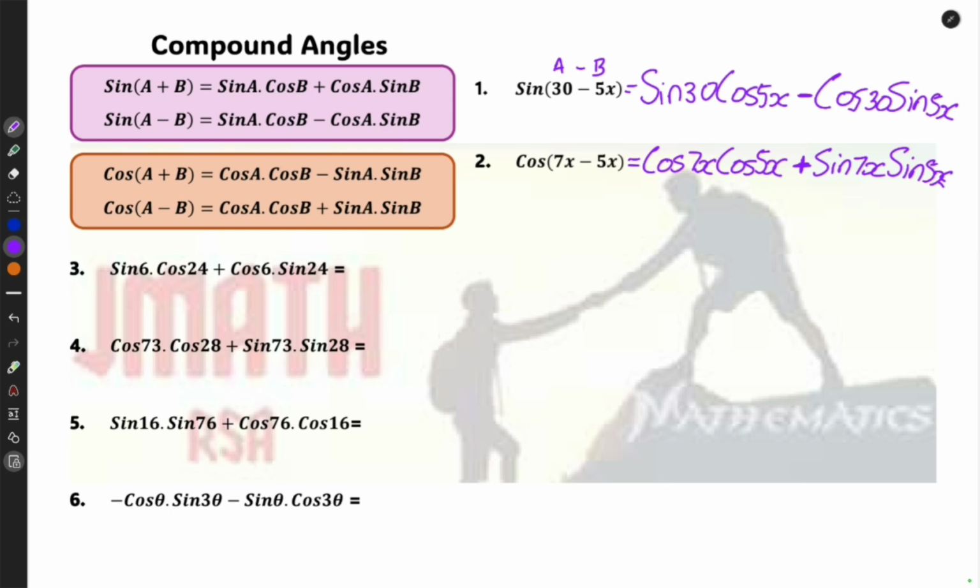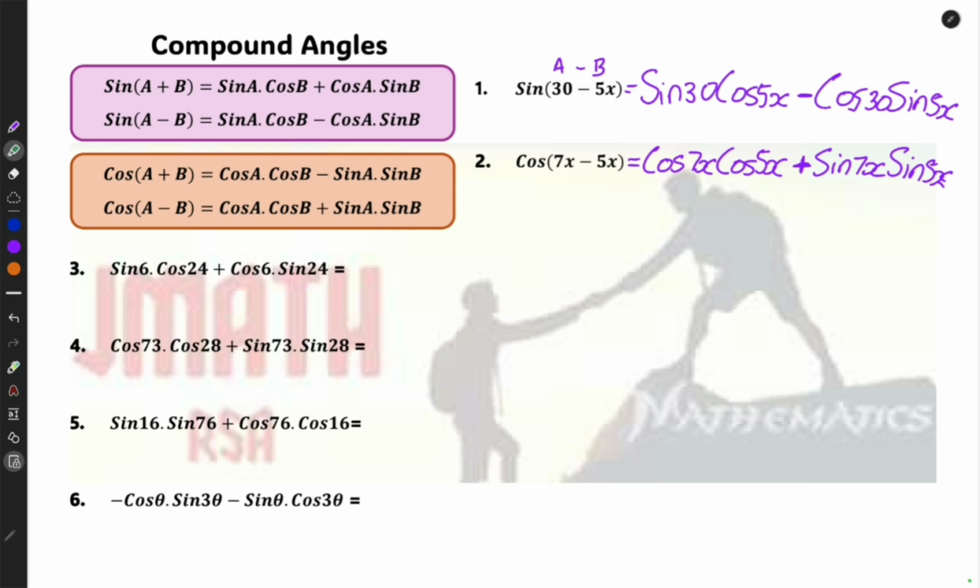Okay, so now from question 3 onwards, you need to actually say which bracket it is. So they give you the expanded version, and you need to rewrite it in brackets and simplify if you can. So I first need to identify which one. So I can see number 3 is definitely a sine compound angle, and it has a plus between them. So that is the very first one. So it's sine A plus B.